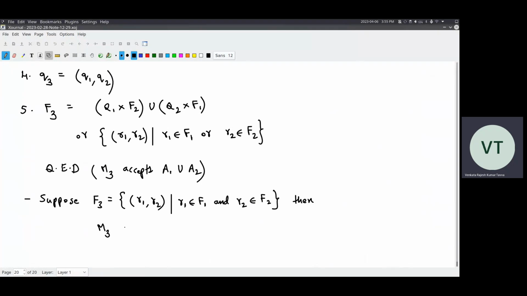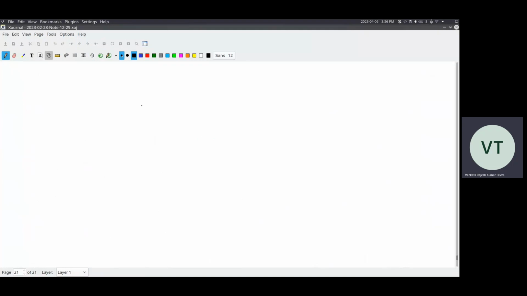Okay, then M3 accepts A1 intersection A2. Okay, so instead of or, if you put and, it changes. Okay, all right. Clear? Any doubts? Okay, all right. Now let's move on to the next theorem.